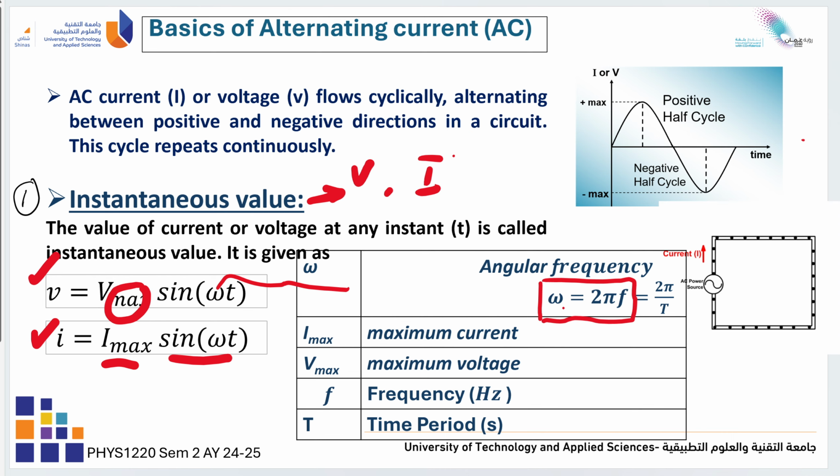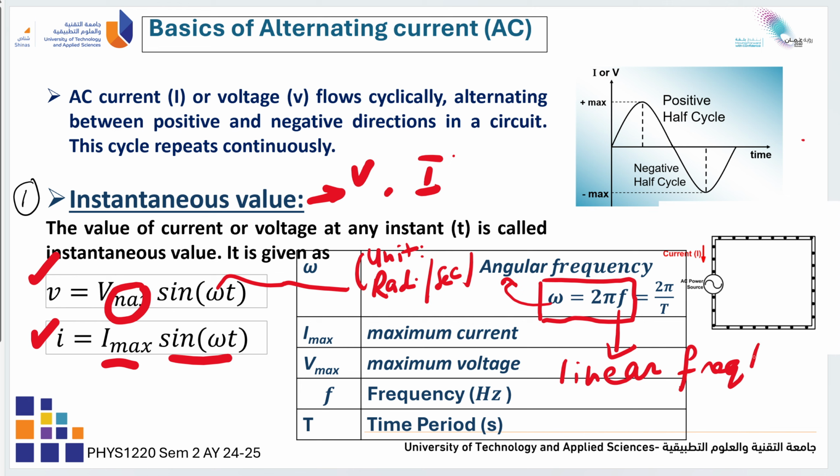In this formula, omega is the angular frequency, and the unit of this is radian over second. This is the unit of the angular frequency. The angular frequency is 2 pi f, and here f is the linear frequency, and the unit of f is hertz.